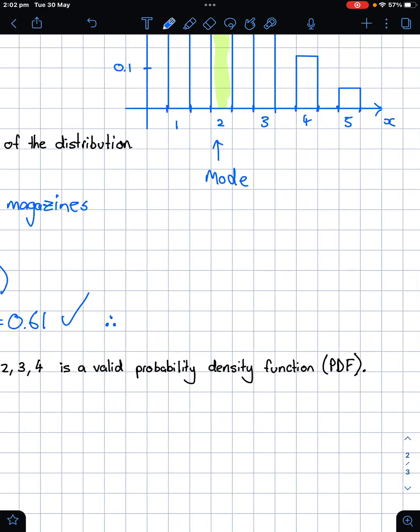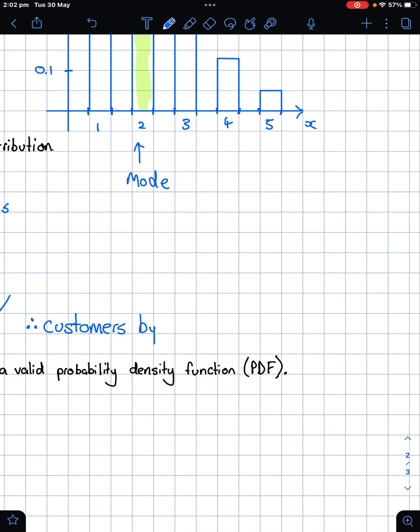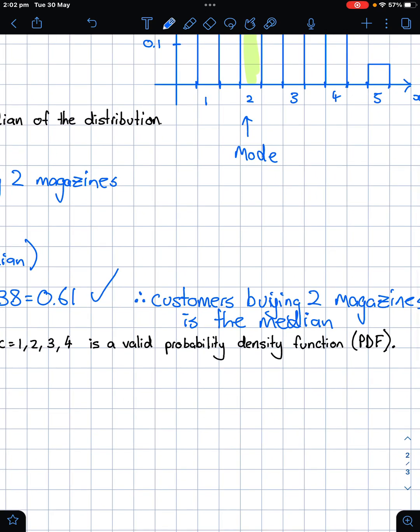Therefore, customers buying 2 magazines is the median, or just 2 is the median. All right, cool. We've got that all sorted.